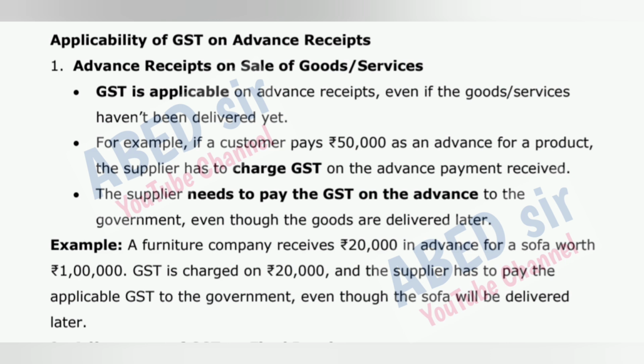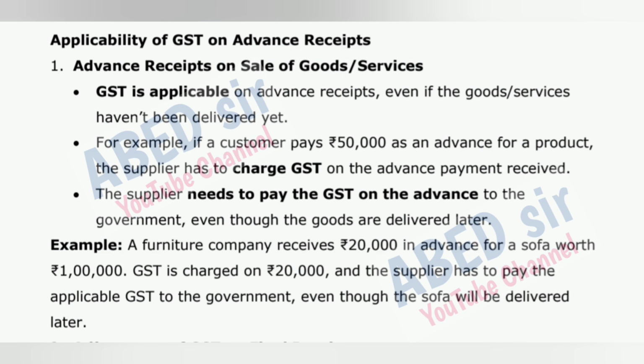Applicability of GST on advance receipts. 1. Advance receipts on sale of goods or services. GST is applicable on advance receipts, even if the goods or services haven't been delivered yet. For example, if a customer pays 50,000 rupees as an advance for a product, the supplier has to charge GST on the advance payment received. The supplier needs to pay the GST on the advance to the government, even though the goods are delivered later.